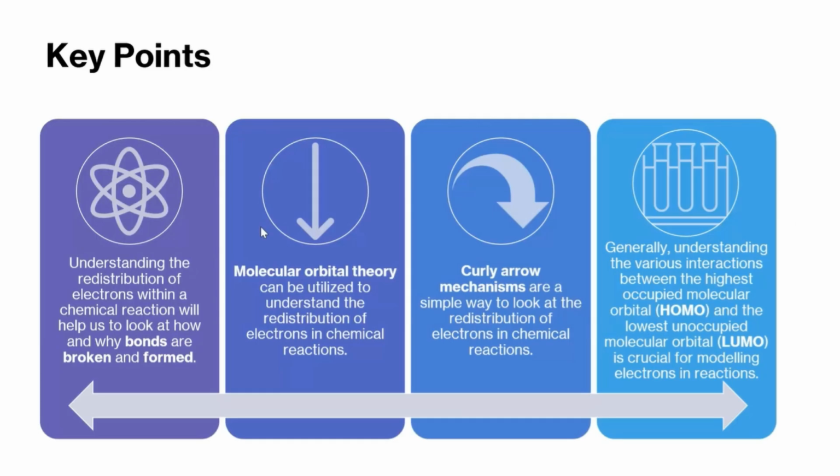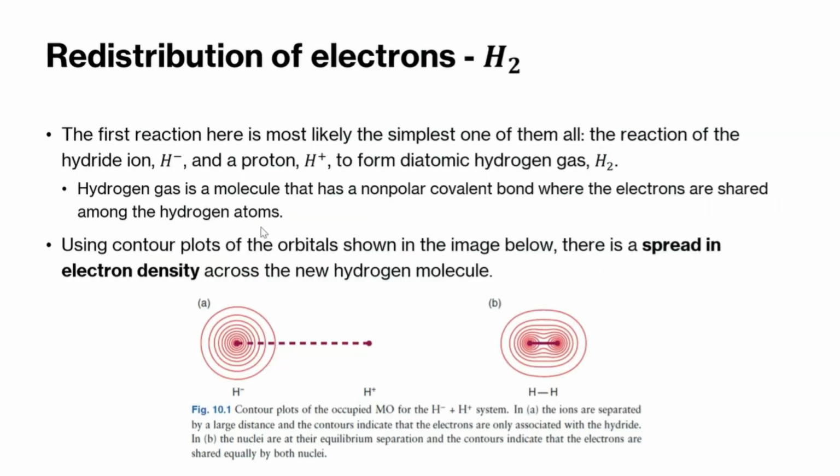Our last point is that understanding the various reactions between the highest occupied molecular orbital, HOMO, and the lowest unoccupied molecular orbital, LUMO, is crucial for modeling how these electrons get redistributed in reactions. Our first example will be the reaction between the hydride ion H- and a proton H+ to form diatomic hydrogen gas, H2. Just as a quick reminder, hydrogen gas is a molecule that has a nonpolar covalent bond where the electrons are shared equally among these hydrogen atoms.